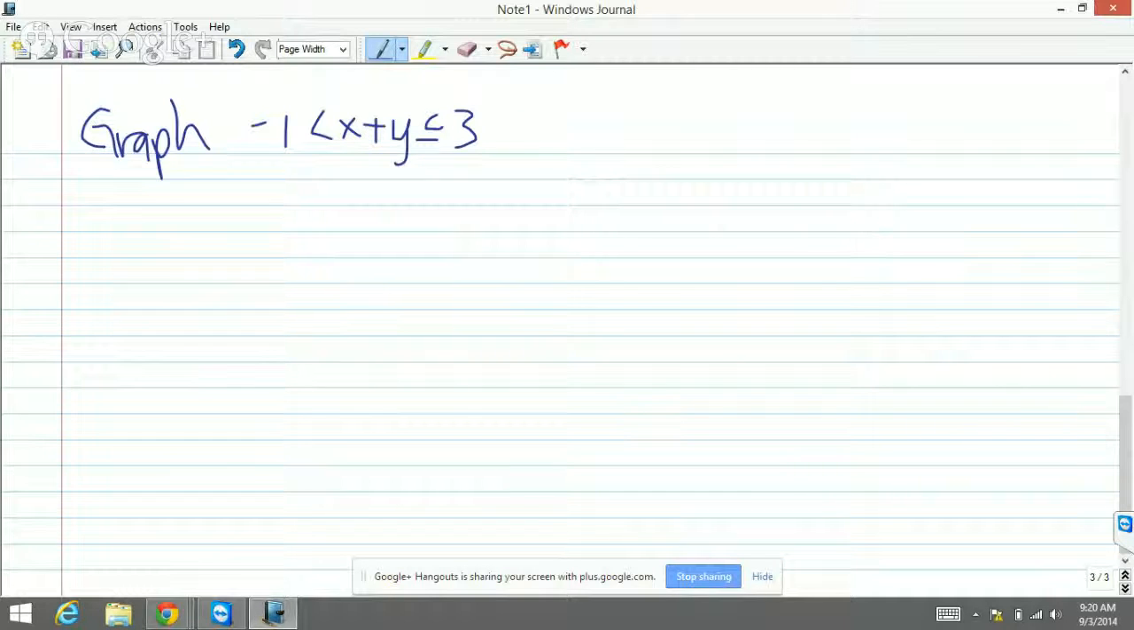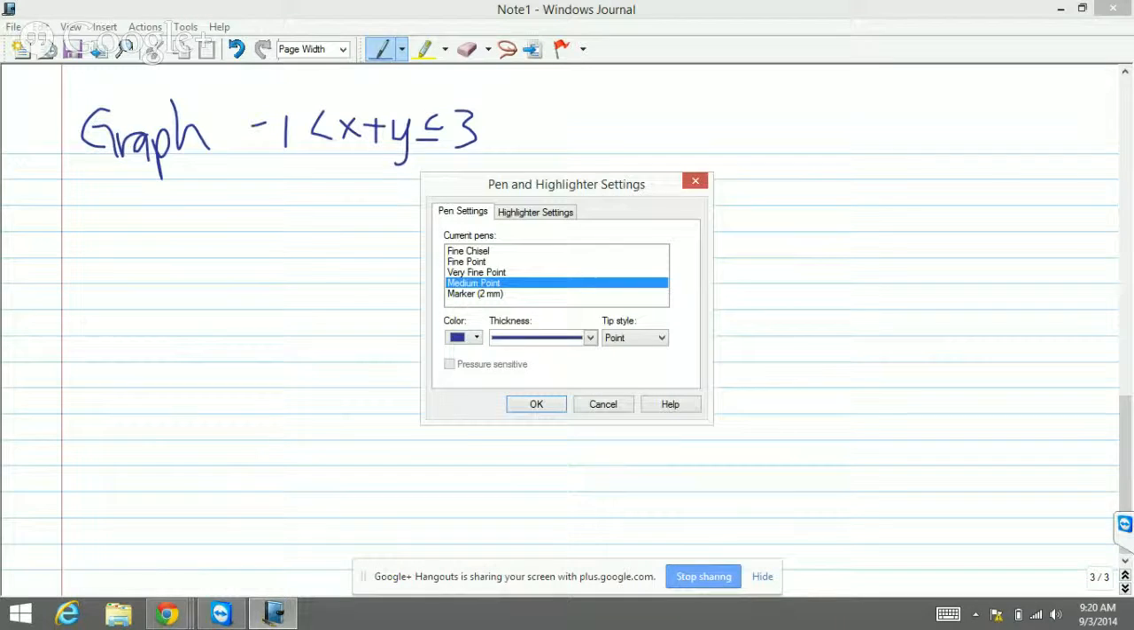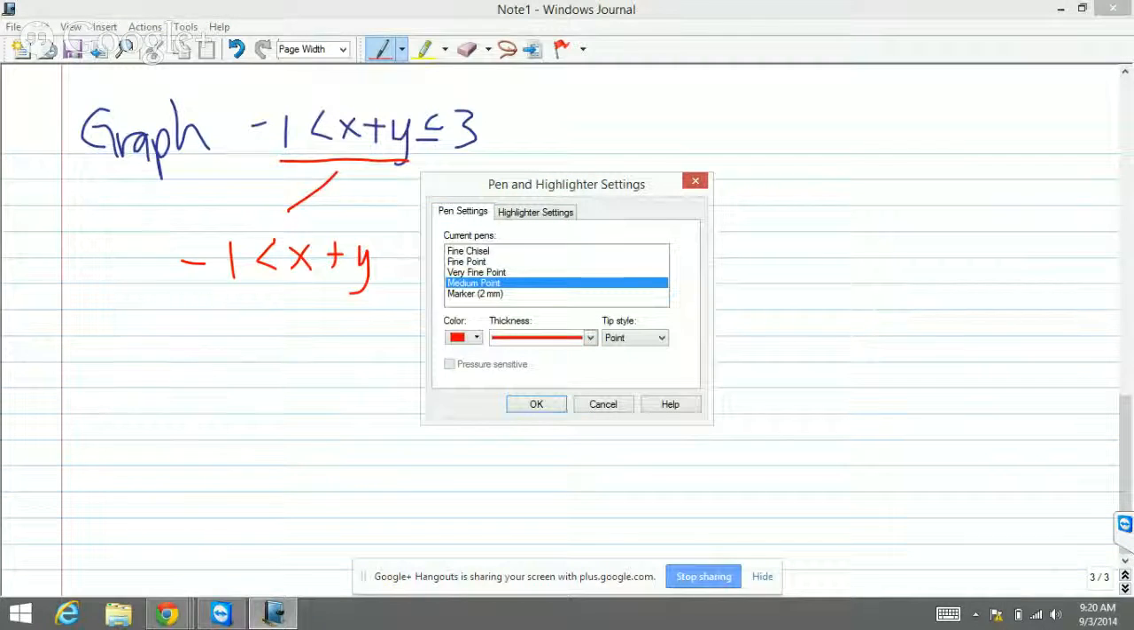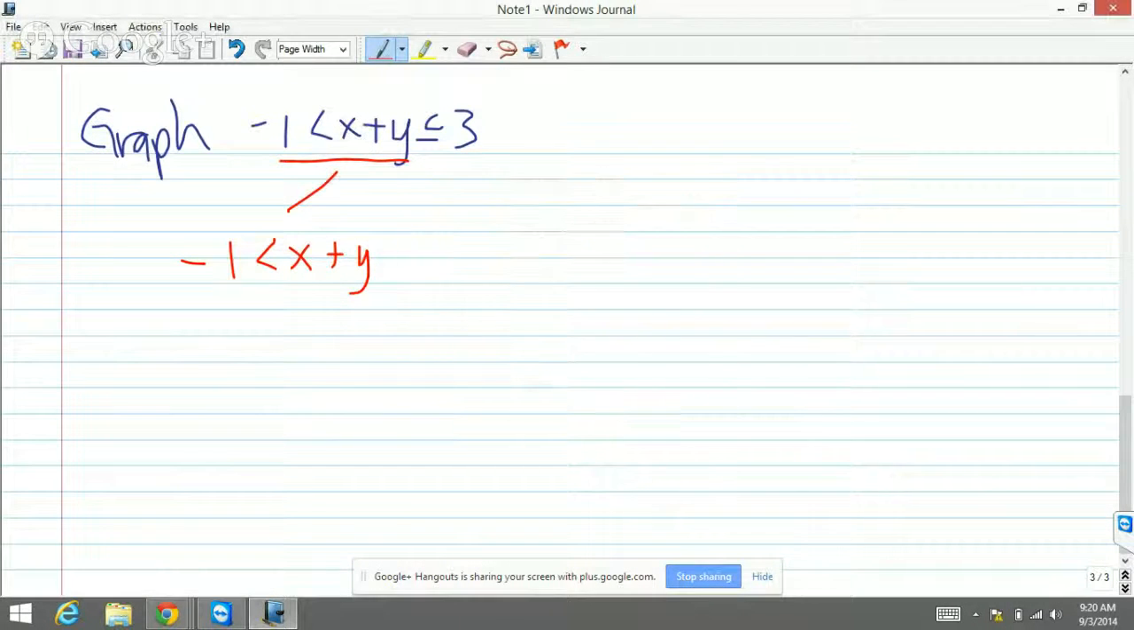How many equations do we have here? Two of them. So if I underline this one, I get -1 is less than x plus y. And I have this one, x plus y is less than or equal to 3. So we have two of them. And we're going to probably end up shading between them. So this is going to be two lines with a shaded region in between them.